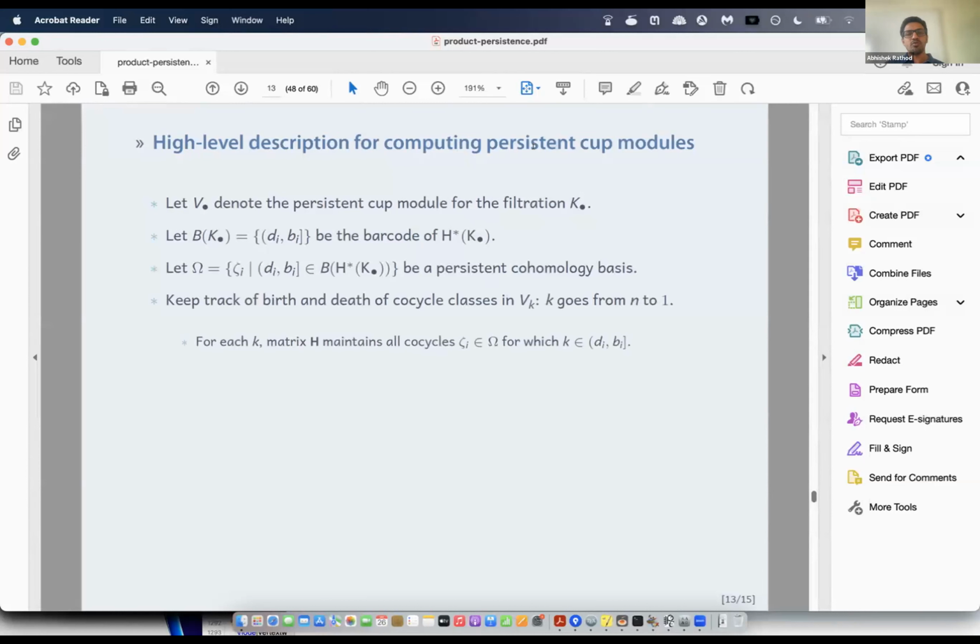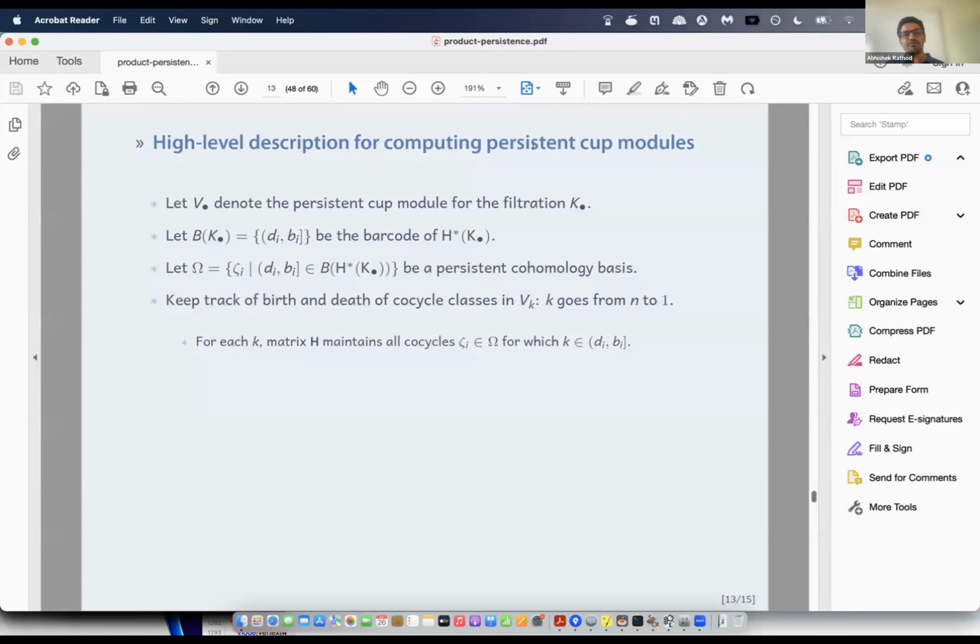We maintain two matrices. We maintain a matrix H, which maintains all the co-cycles of ordinary persistence which are alive. What I mean by alive is that for this index k in the for loop, k is between the birth and death indices. So this collection of co-cycles will keep changing, and the matrix H will change accordingly. These are the co-cycles of ordinary persistence that we maintain.